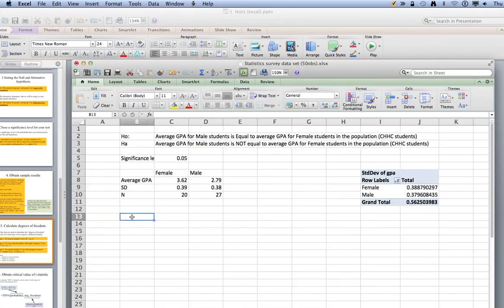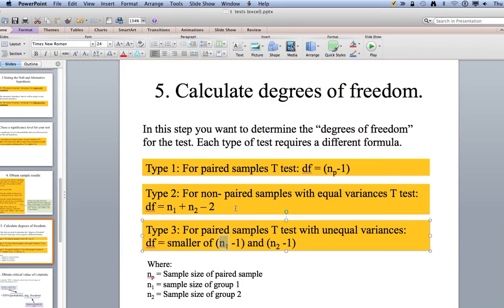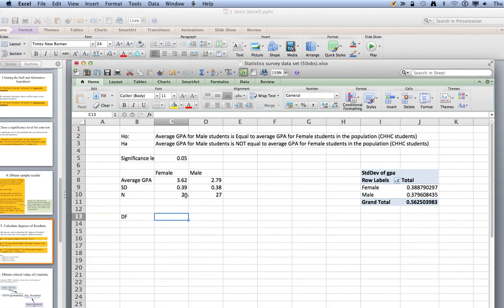So let's put here degrees of freedom. And we're going to assume that we're using an equal variance test, the second one, right? We're going to assume that we have this one for now. So the degrees of freedom are given by n1 plus n2 minus 2. That is, this is n1 plus n2 minus 2. Right? So this will be equal to that plus that minus 2. And that's the degrees of freedom. That's 45. Right? That is assuming equal variances.